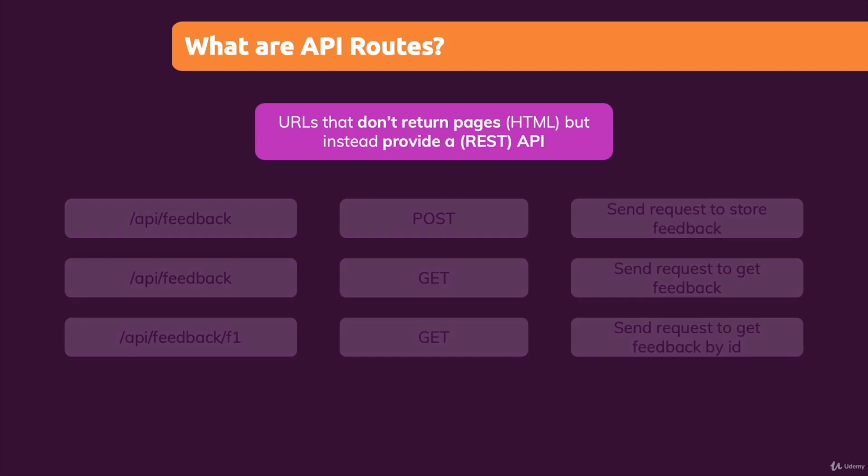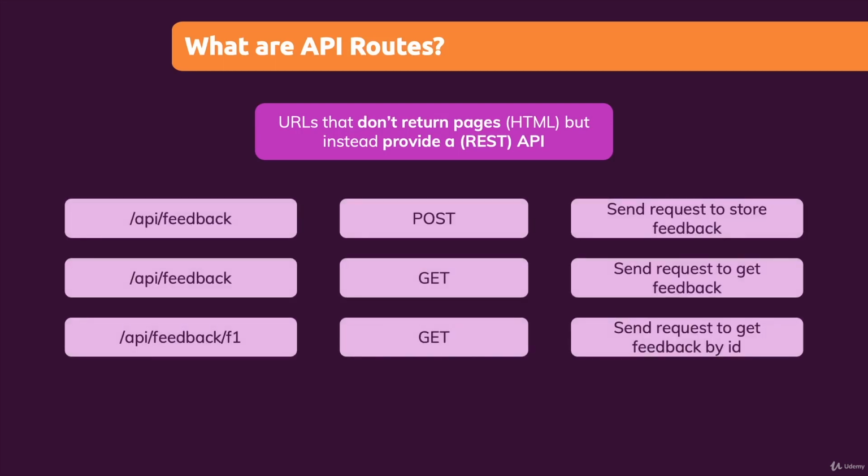And it would, for example, allow us to support URLs or paths after our domain like this, /API feedback, and then accepting different kinds of HTTP requests. Not just GET requests, as all our page routes did thus far, but also POST or PUT or DELETE requests, whatever you need. And then, depending on which HTTP method was used for which path, different actions could be triggered.